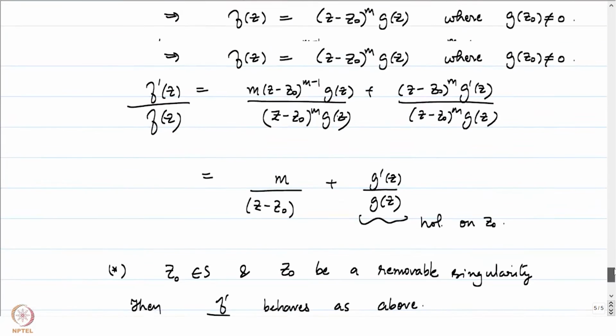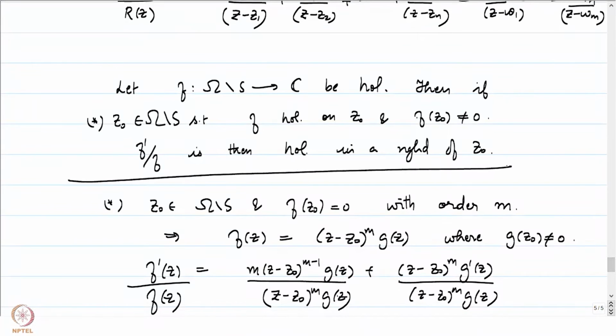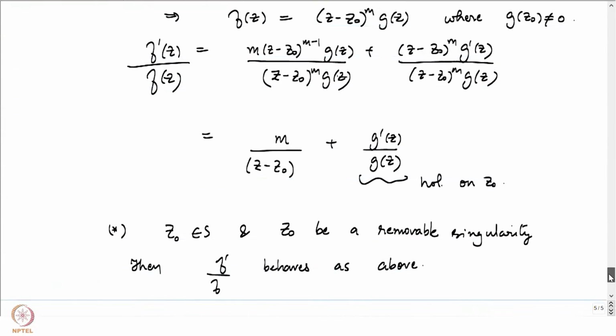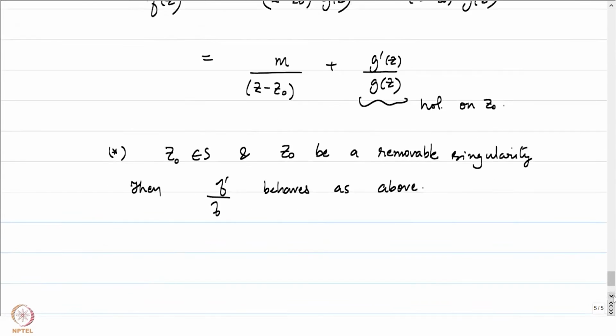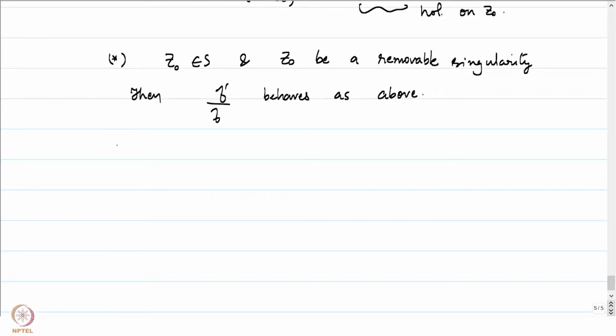It will have a removable singularity if it is the first case, when the extension does not vanish, and it will have a simple pole when the extension of f vanishes at z0. So, that is why it is being referred to as above. The interesting case will be when z0 is a pole, and let z0 be a pole of order m.